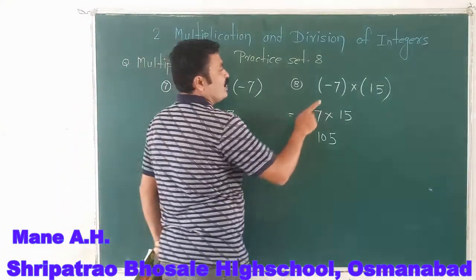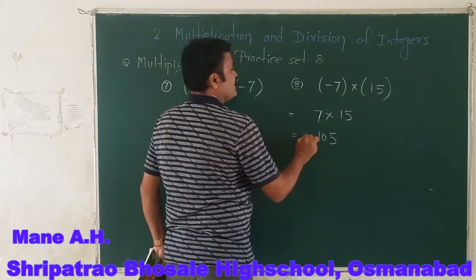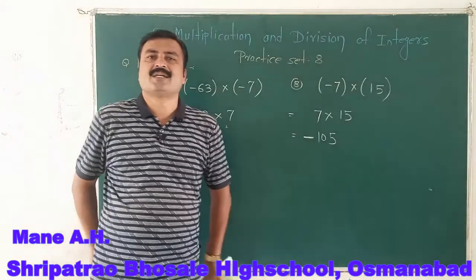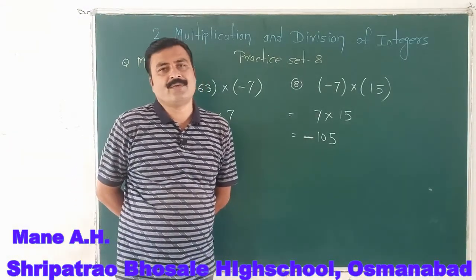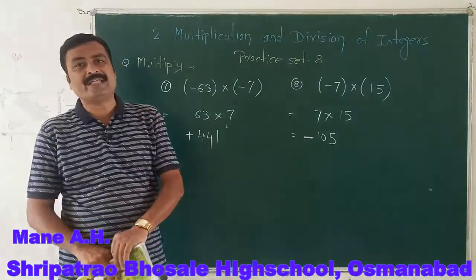Now the signs multiplication, minus into plus, that is always minus. So from this eighth example, I am stating the rule again: the product of one negative and one positive integer is always a negative integer.